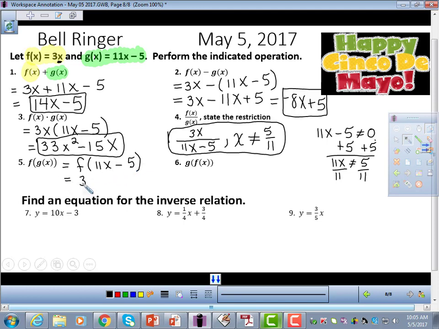So think of it as taking the x out and putting our new stuff in its place. So it's 3 times 11x minus 5. 3 times 11x, 3 times the negative 5, just distribute there. We end up with 33x minus 15. How are we doing? Good? Okay.